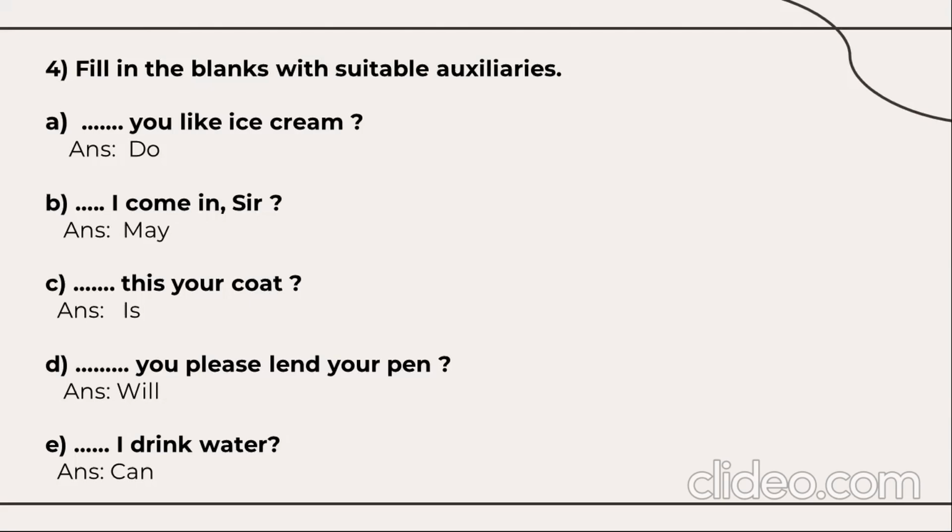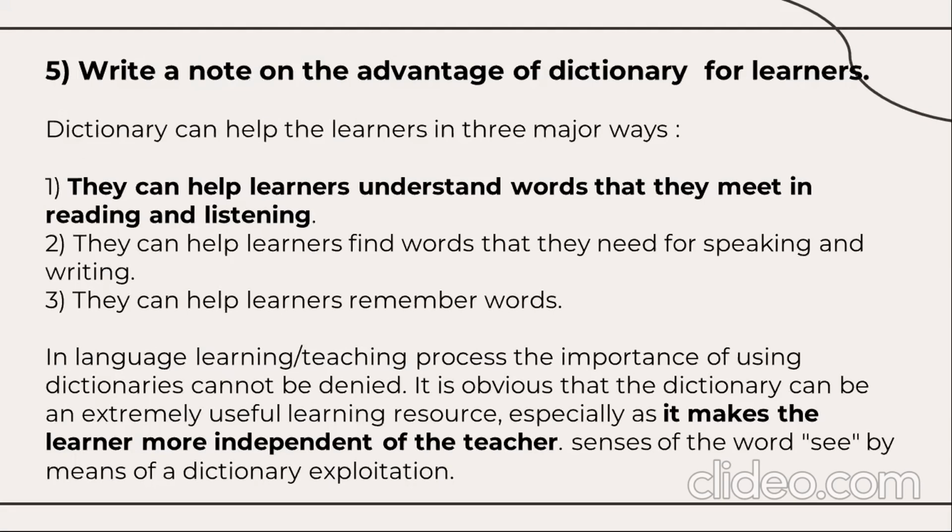Now we are moving to the fifth question for part two. The fifth question is from the dictionary. What is the advantage of a dictionary for learners? What is the importance of a dictionary? A dictionary can help learners in three major ways.